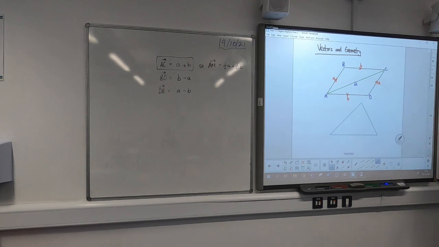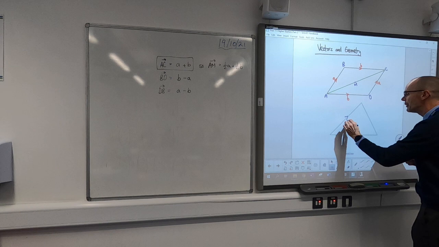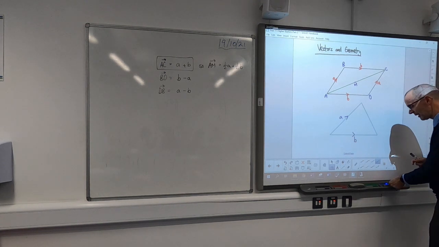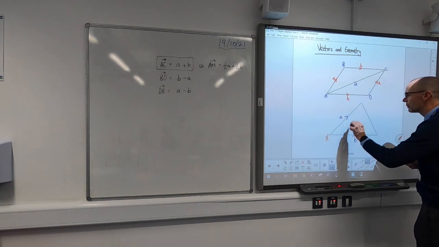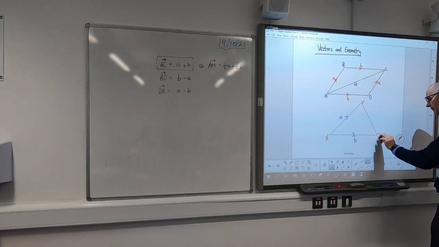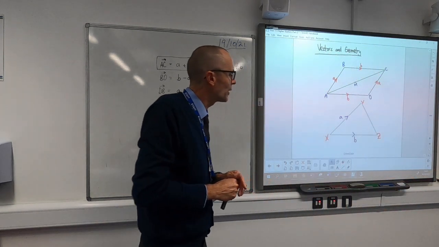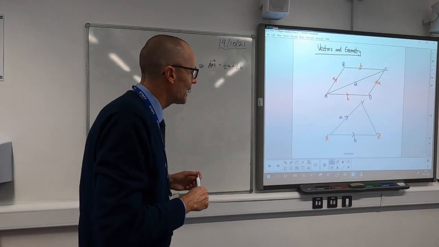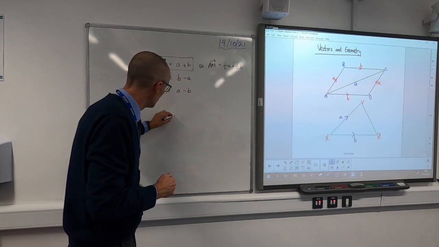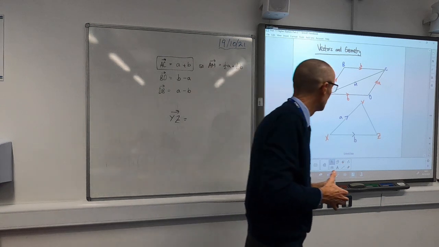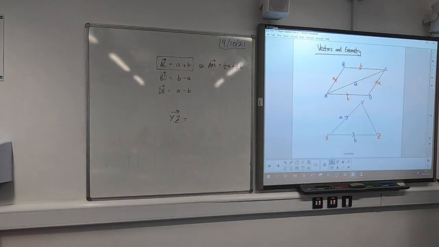Okay, so I've got here a triangle, and I'm only going to tell you about two journeys. I'll call the corners X, Y, and Z. So my question is this. In this diagram, how can I get from Y to Z? There's no journey. Or is there a way of doing it?